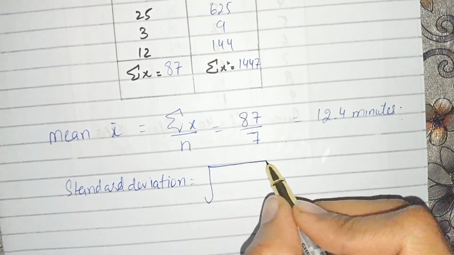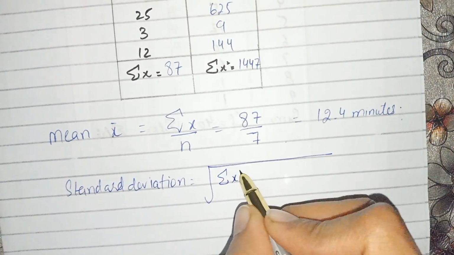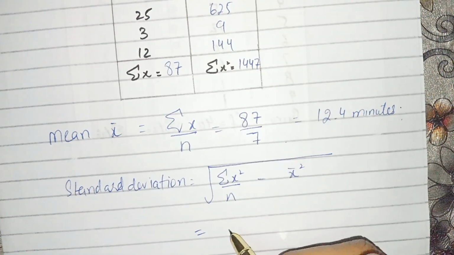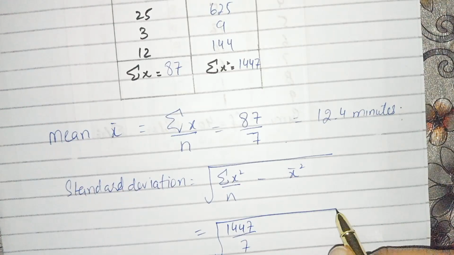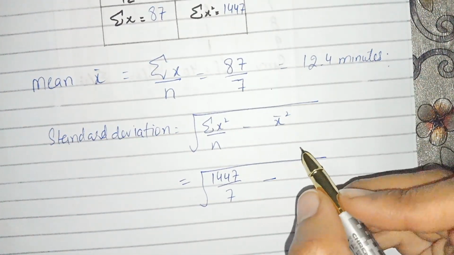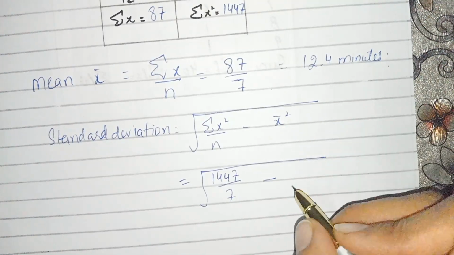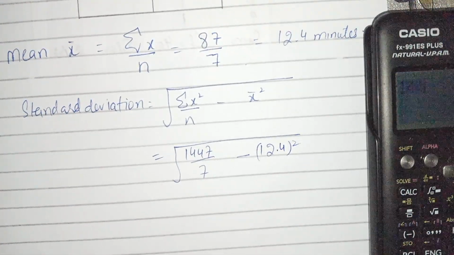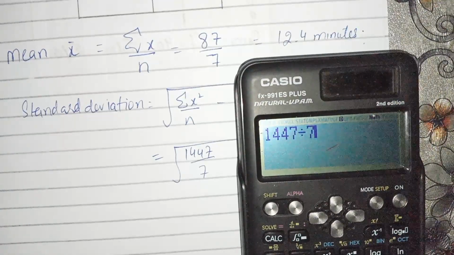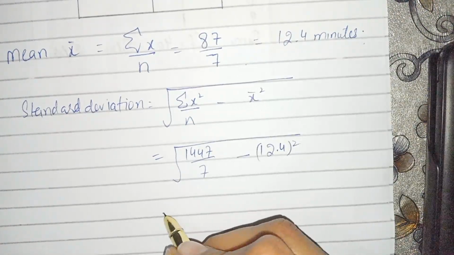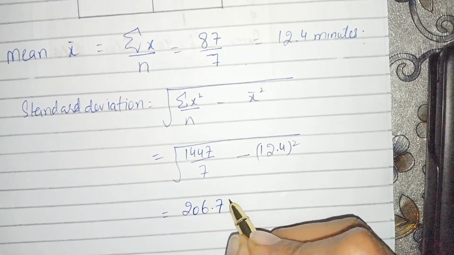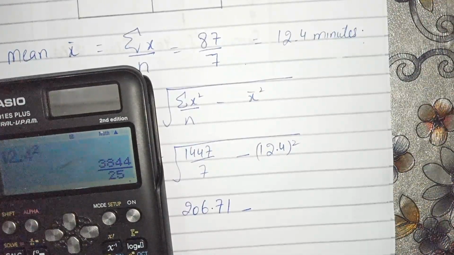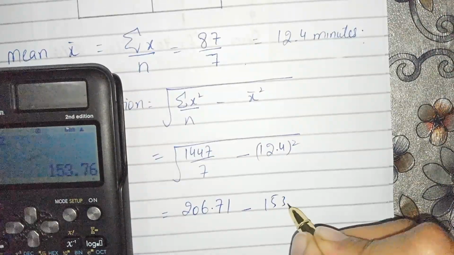The formula for standard deviation of ungrouped data is the square root of the sum of x squared over n minus x bar squared. This is 1447 divided by 7 minus 12.4 squared. Now we have to solve it. 1447 divided by 7, we get 206.71, minus the square of 12.4, which we get 153.76.